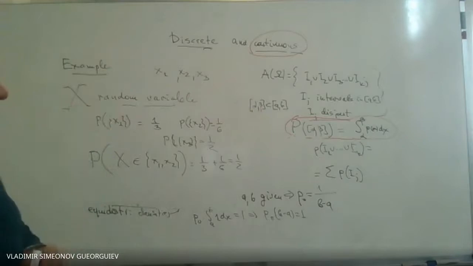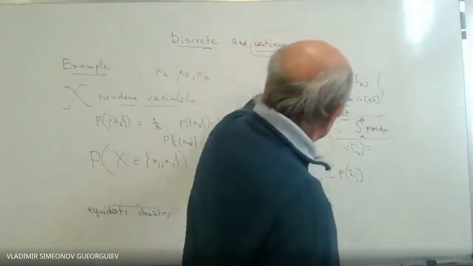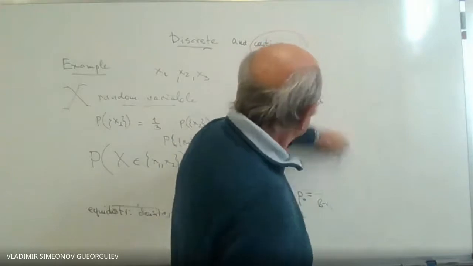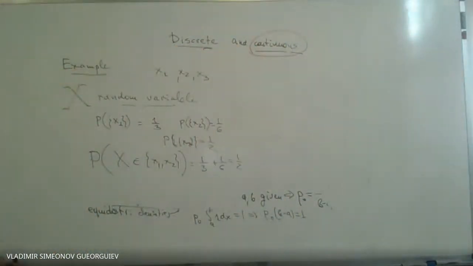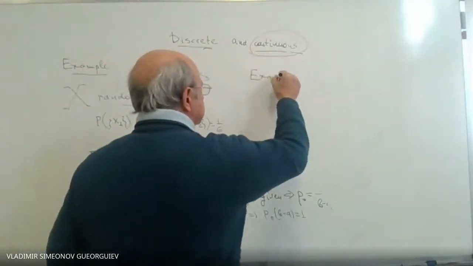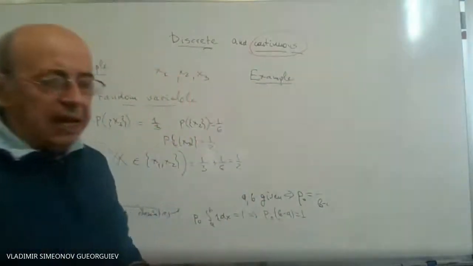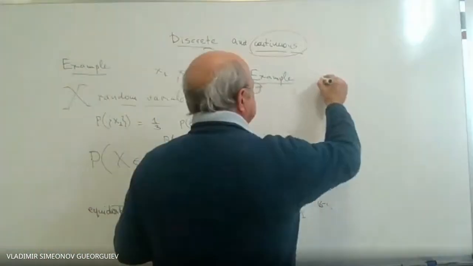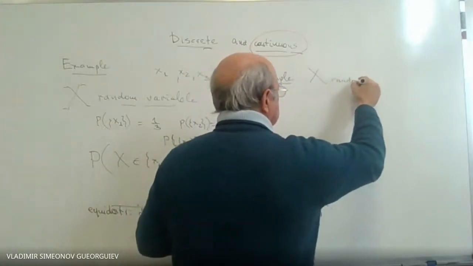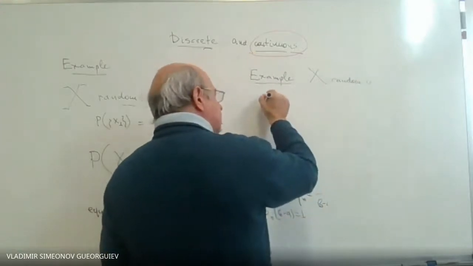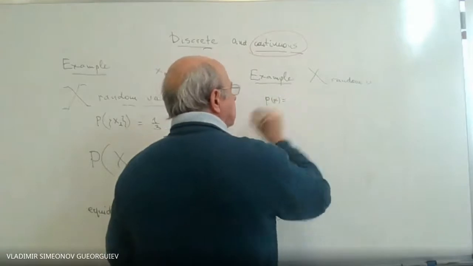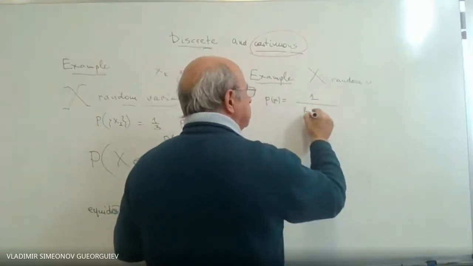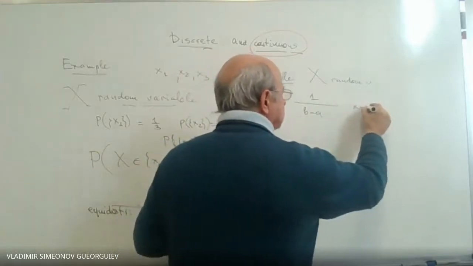A similar thing we can say about the continuous case. In the continuous case, our example is a random variable with equidistributed density, such that our P of X was defined as 1 over B minus A for any X belonging to the interval AB.